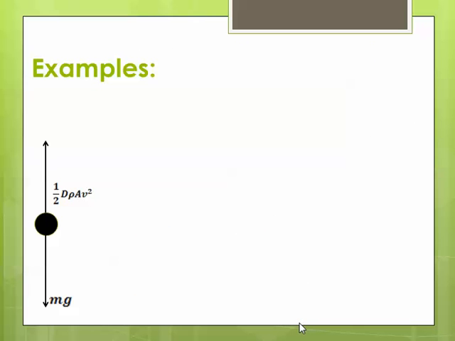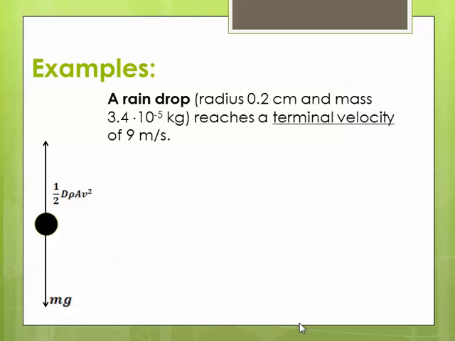Let's have an example. A raindrop has got a radius of 0.2 centimeters and a mass of 3.4 times 10 to the power of minus 5 kilograms. It reaches a terminal velocity of 9 meters per second. So the raindrop falls down from the cloud. The velocity becomes larger. However, at some point the velocity reaches 9 meters per second, and then the velocity doesn't increase anymore, but the raindrop continues to move downwards with 9 meters per second.